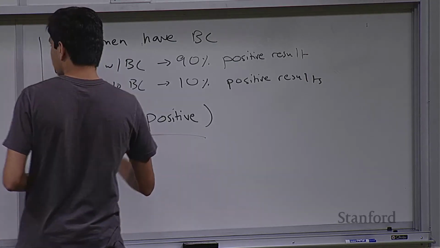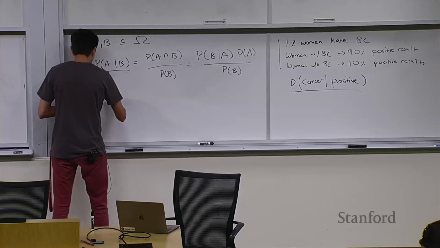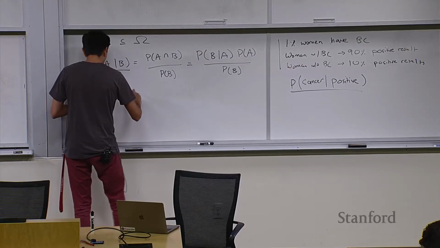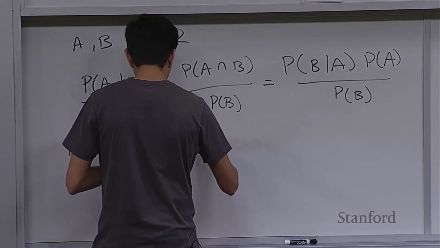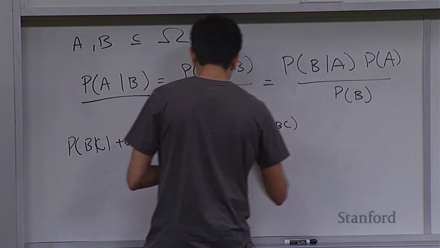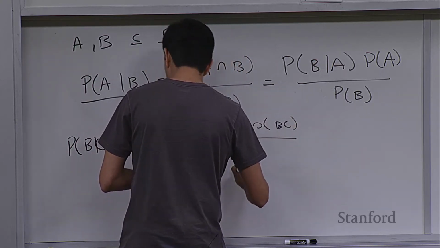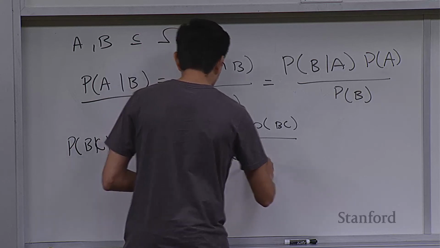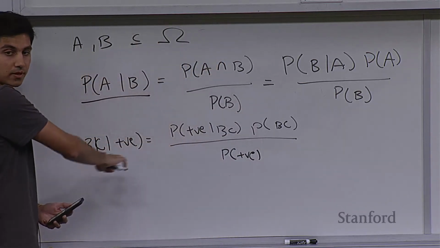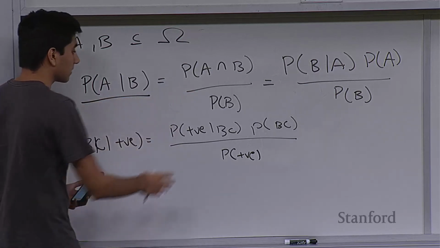How we can write this, moving back to this board, is P of BC given positive test equals P of positive given BC times P of BC, all over P of positive. So far, so good. Does this equation make sense from that problem? So this is what we have so far, and what we'd like to do is compute this.